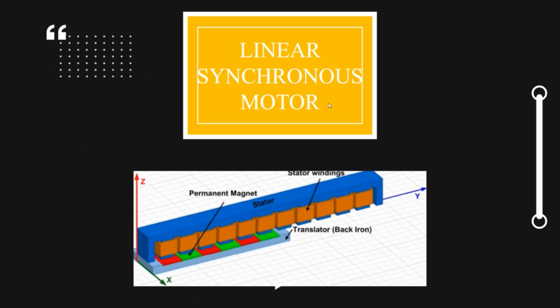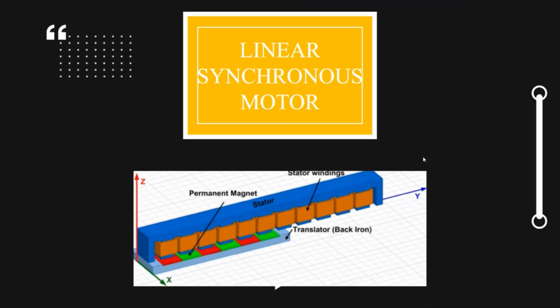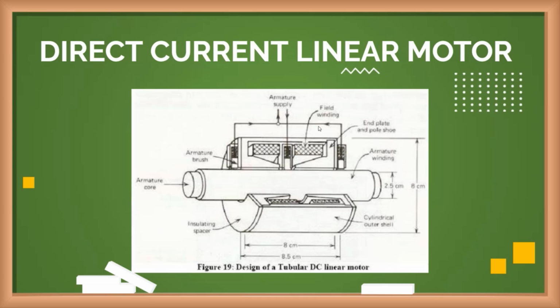And the next one is the linear synchronous motor. The special one is permanent magnets. There's a gap between the stator windings and the translator with permanent magnets. Before this, we were using a conducting sheet, but here we're using permanent magnets. The last one is the direct current linear motor. This is the design of a tubular DC linear motor. There are the armature supply, armature windings, armature brush, armature core, insulating space, cylindrical outer shell, flattened pole shoe, and field winding.